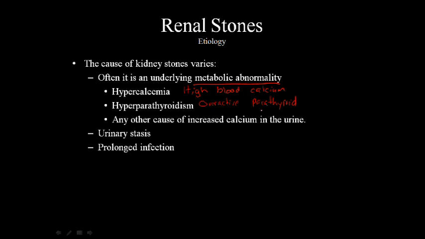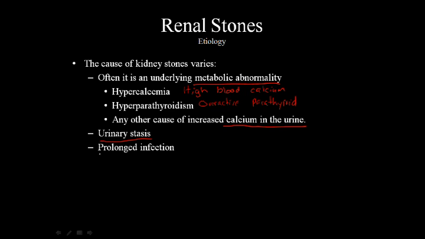Also, any other causes of increased calcium in the urine. So anytime that you have increased calcium in the urine, that can lead to a pooling effect in the kidneys, and somehow all of this calcium just seems to form itself together. Another thing is urinary stasis. So if you have urine that you're just not able to evacuate, that can cause the metabolic waste that's being filtered through the kidneys to actually form a stone.